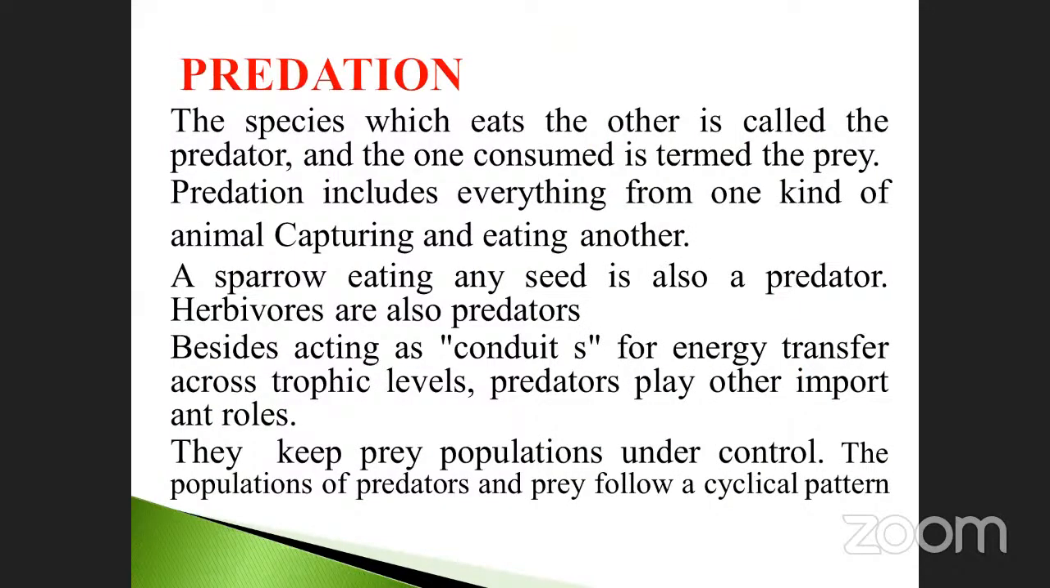So this one: they keep the prey population under control. That's why I told you deer is the prey. Now I have explained how they keep the population under control, isn't it? The population of predator and prey follows a cyclic pattern. It increases, decreases, again increases and decreases like that. It is a cyclic pattern.